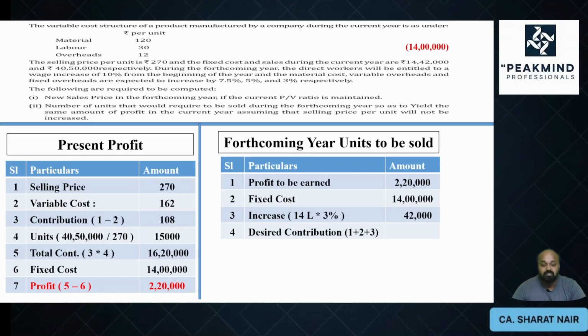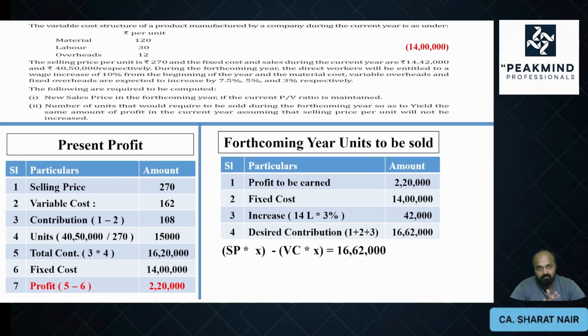If that being the case, what is my desired contribution? It will be the desired profit plus my desired future fixed cost. So 2 lakh 20,000 plus 14 lakh plus 42,000. So desired contribution will be 16 lakh 62,000. Now, also I know that 16 lakh 62,000 means what?